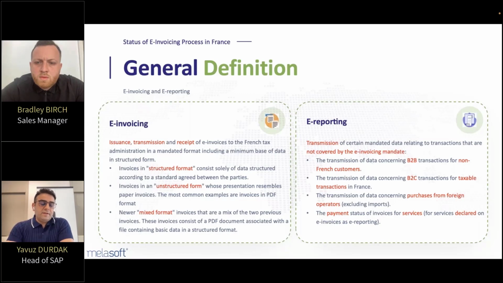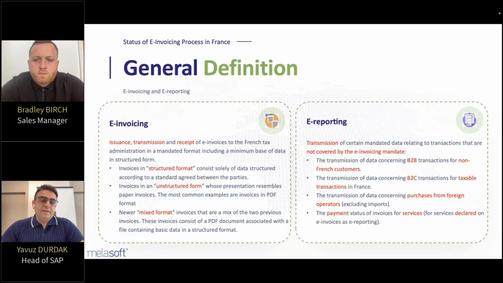In addition to this structured format, there is the unstructured form, whose representation is very similar to paper invoices, and most of the time PDF invoices correspond to this unstructured form. And also we have the mixed format, which corresponds to a combination of structured and unstructured format. So an XML file together with a PDF file corresponds to the mixed format. During the transition phase in France, all of these formats are allowed, but after the transition phase, structured format will be used as the main format for transmission of e-invoices.